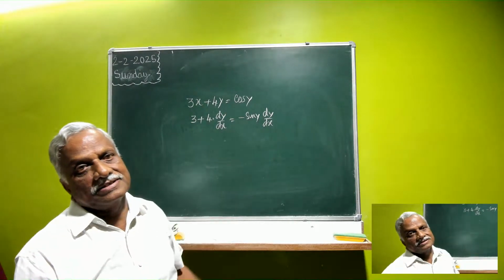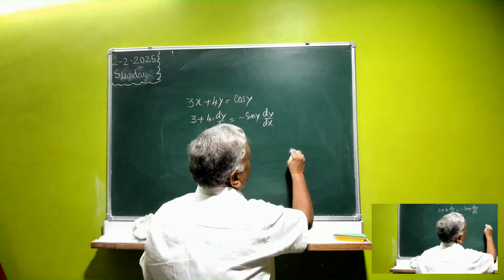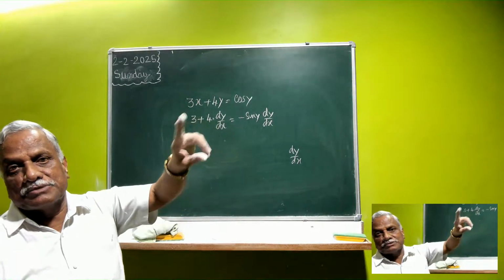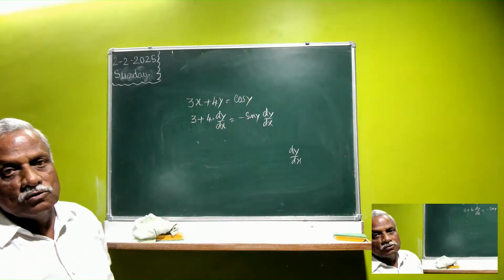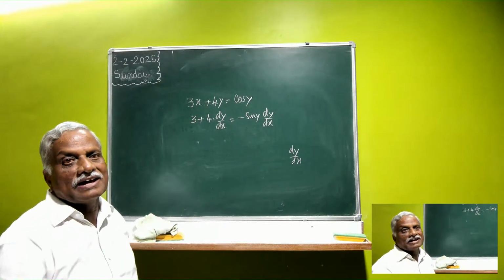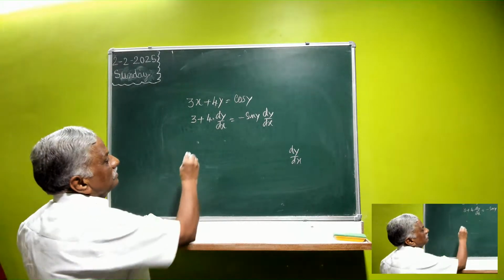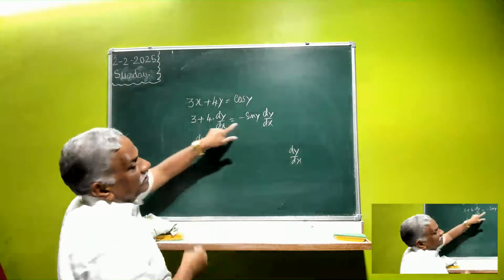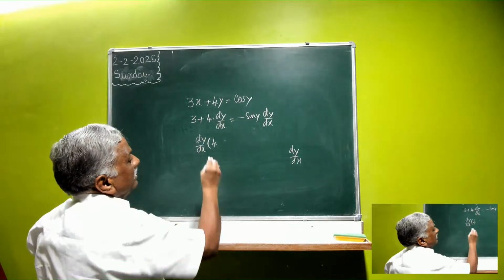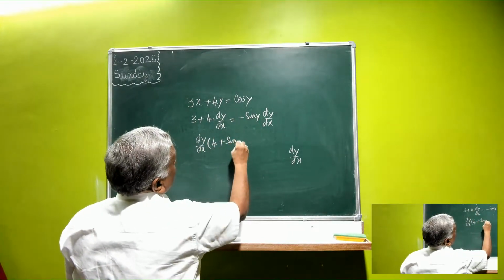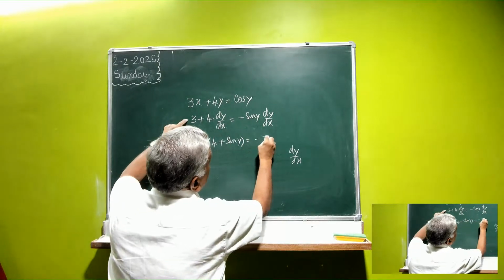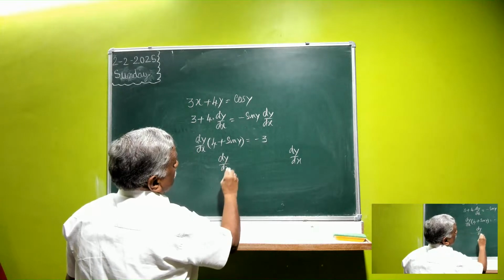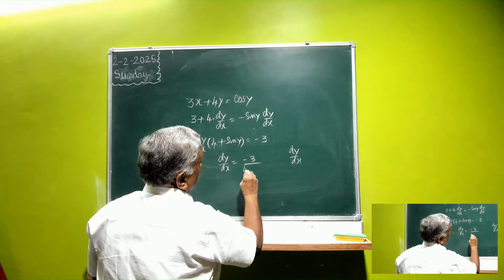I cannot leave the answer like this, because finally we should get dy by dx. Because differentiation means finding the derivative with respect to x, which means you have to find dy by dx. So what we do is group it. This will take all the dy by dx terms to one side. So I will take dy by dx common. This 4 is there. I bring in minus sin y here. It becomes 4 plus sin y. And I will send this 3 to the other side. Now I want dy by dx, which is minus 3 over 4 plus sin y.